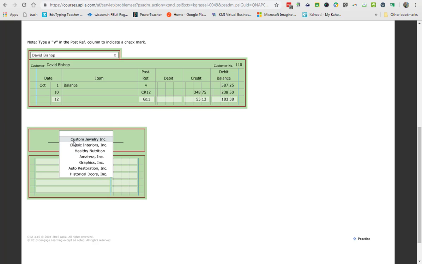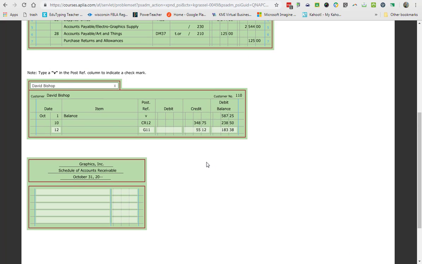Name of the business goes on the top, which is Graphics Inc. Name of the document was the schedule of accounts receivable, and then the date, which is October 31st. To prepare my schedule of accounts receivable, I start in my ledger with my very first account, which is David Bishop, account number 110. If it has a balance, it goes on my schedule. So I write in David Bishop. And then I go ahead and do 183.38.